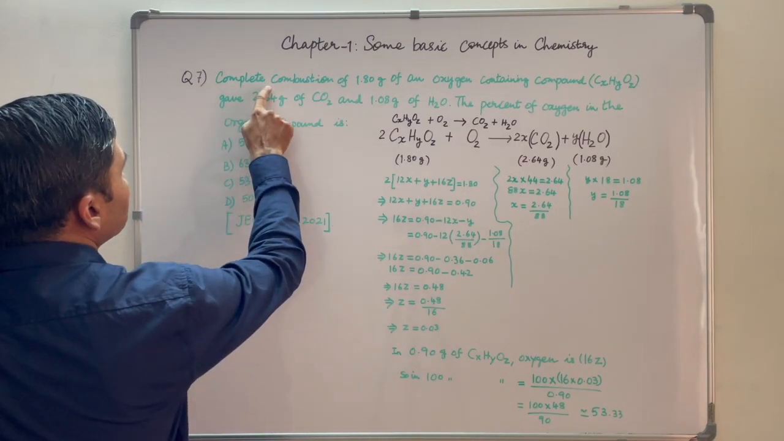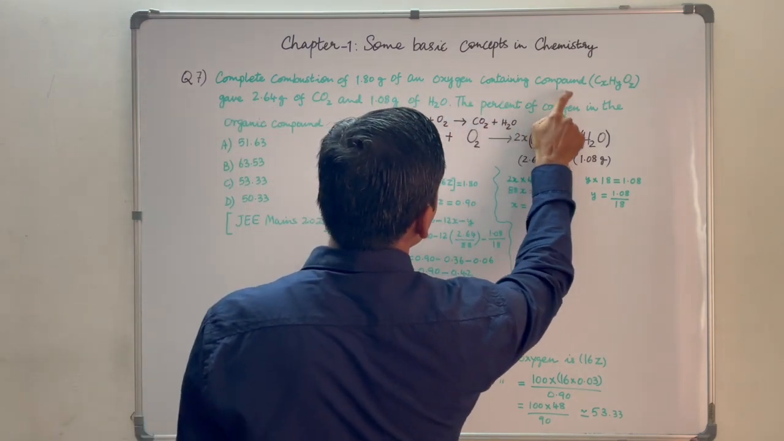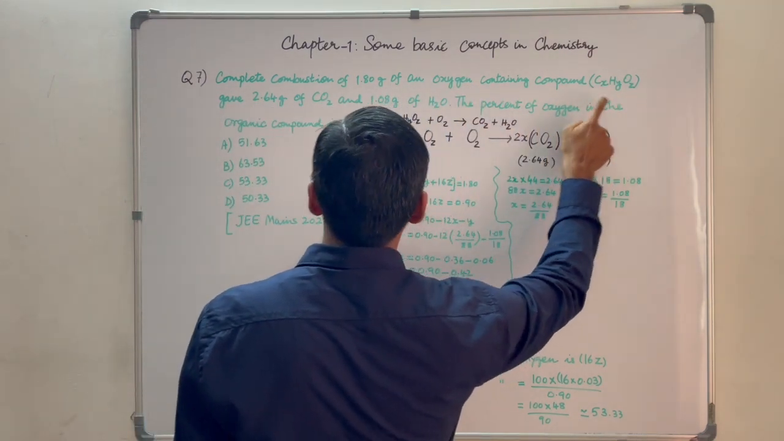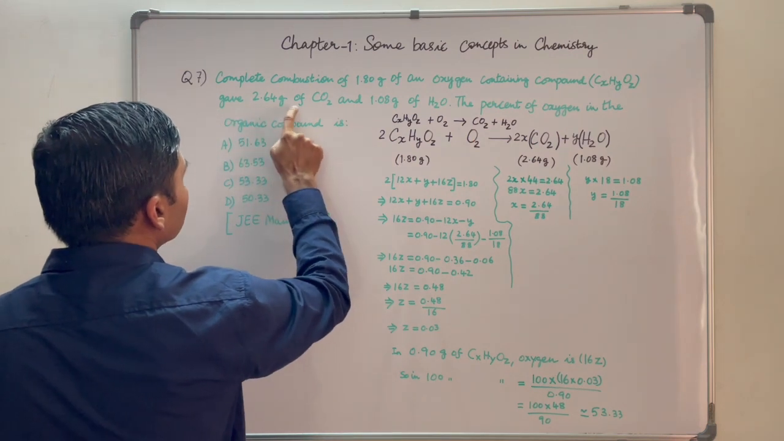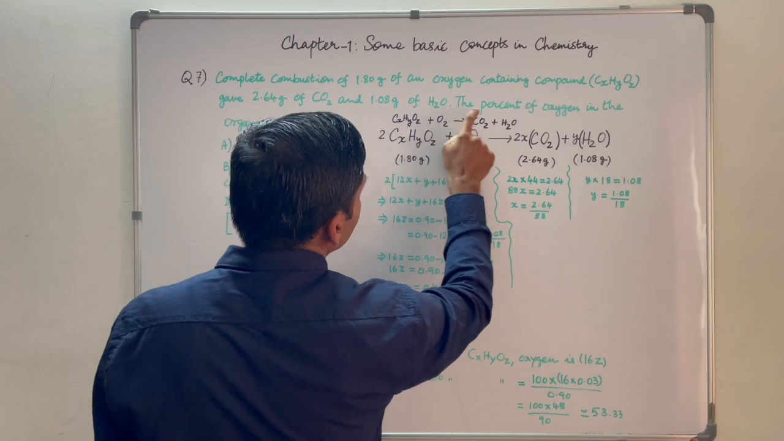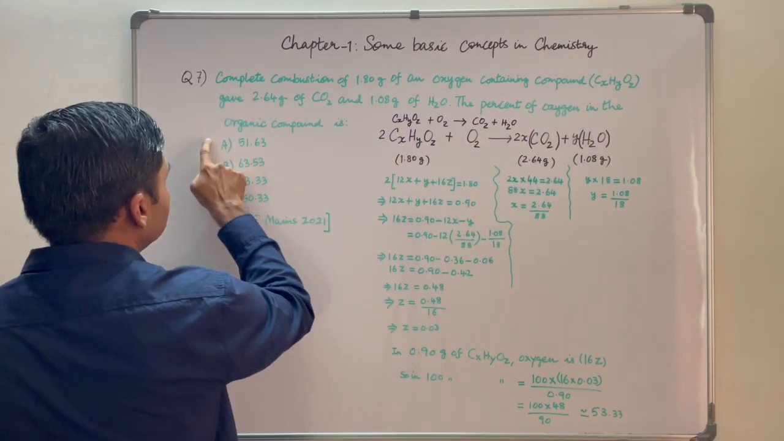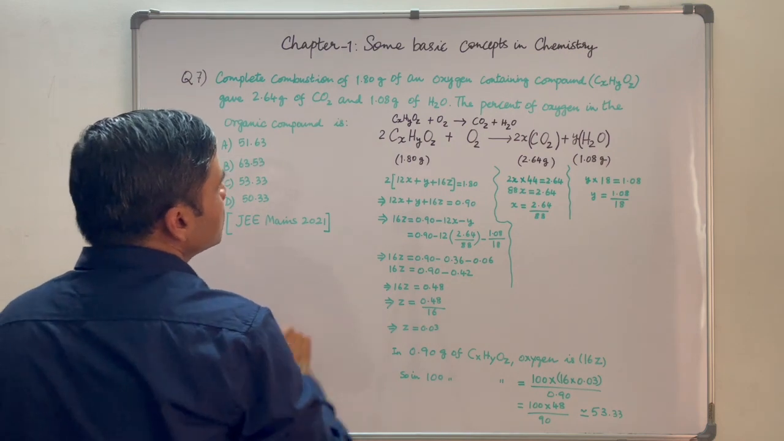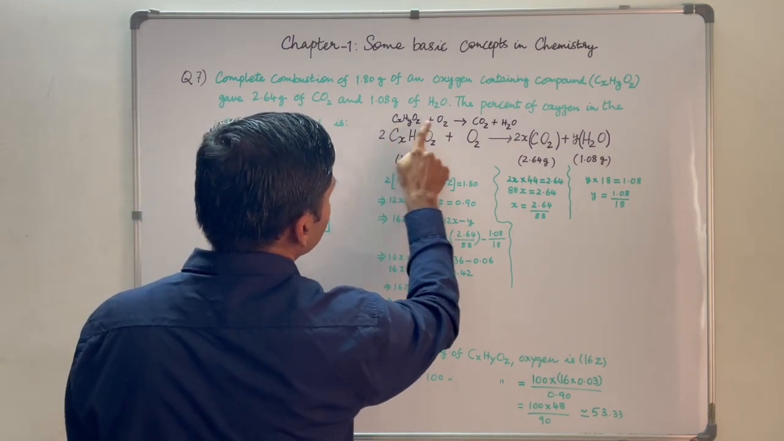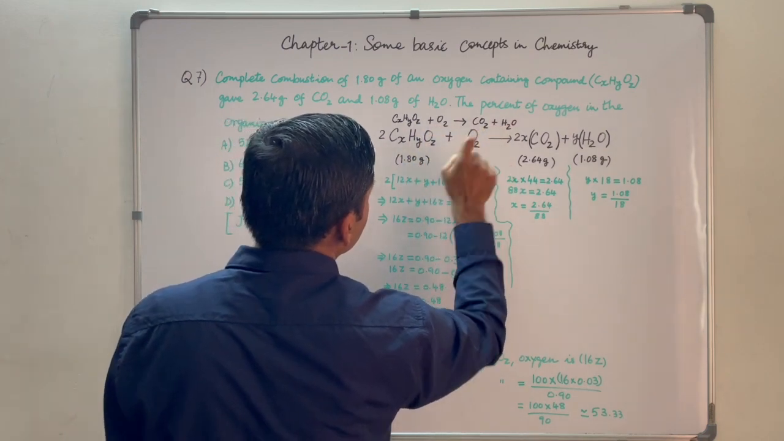Last question: complete combustion of 1.80 gram of an oxygen containing compound CxHyOz gave 2.64 gram of CO2 and 1.08 gram of H2O. The percent of oxygen in the organic compound is. These are the options given. So the chemical reaction will be something like this: CxHyOz plus O2 makes CO2 plus H2O.